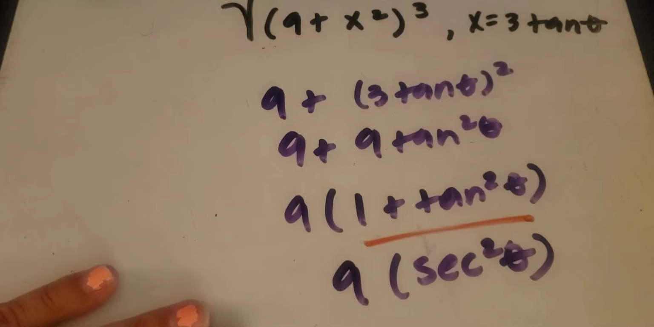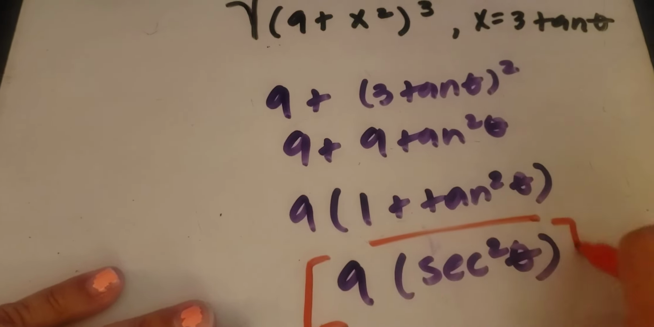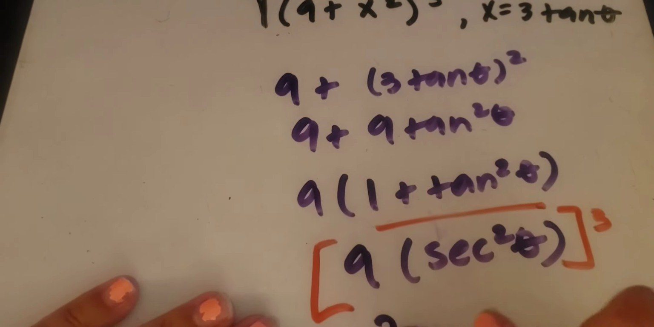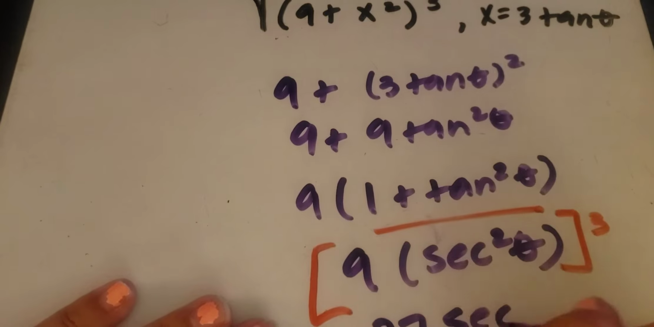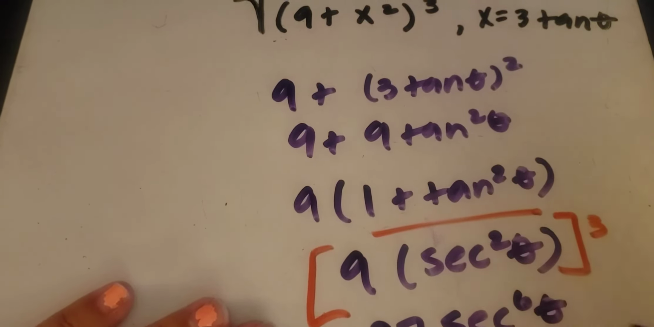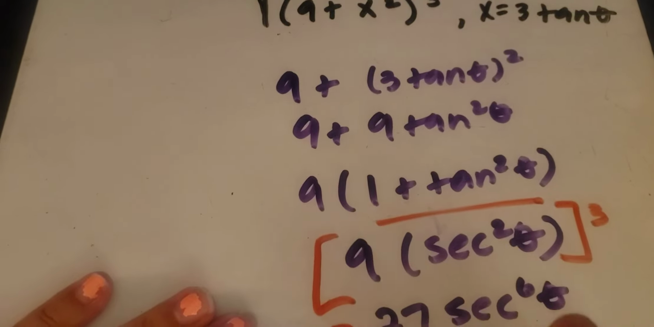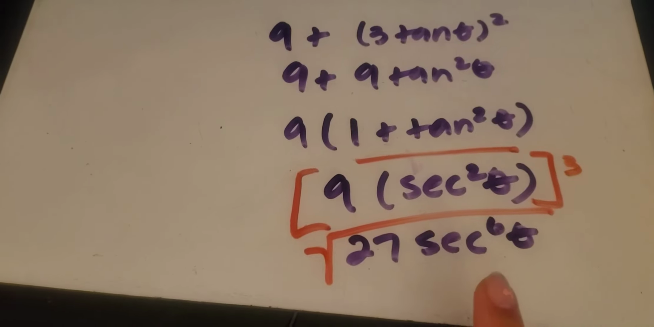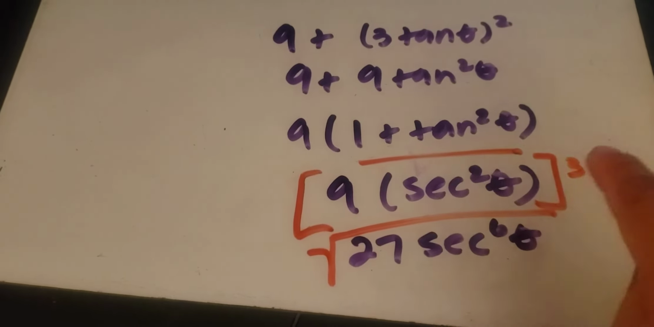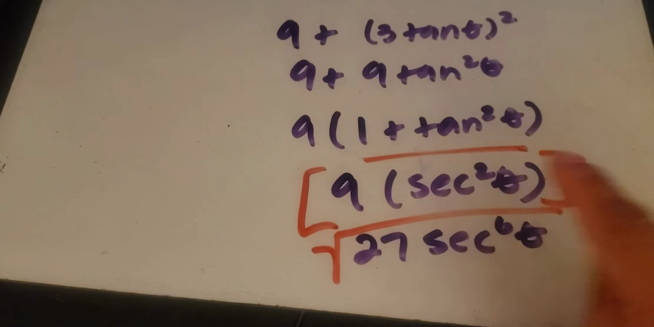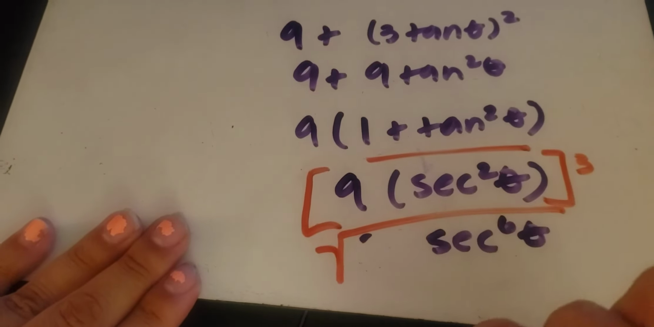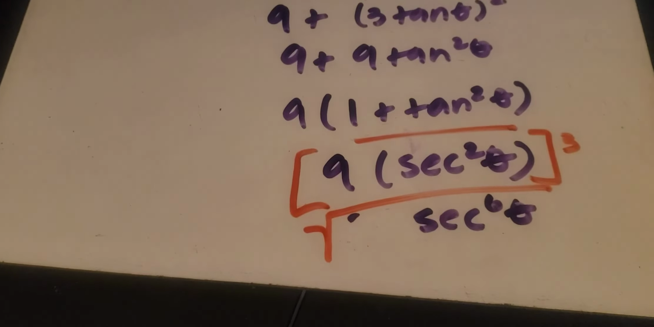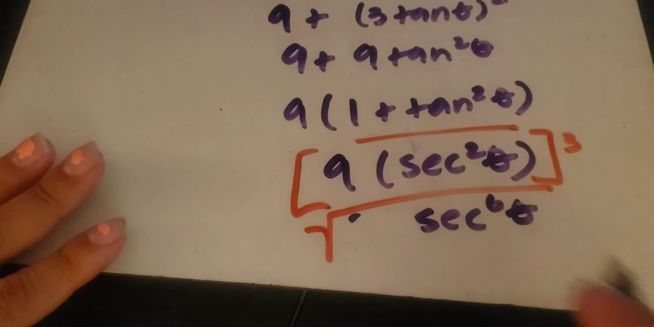Now that I have this, I'm going to go ahead and apply the cube. If I cube it, this would be 27, and then secant to the 6th power theta. And now I'm going to square root it. I'm sorry, I did 9 times 3 instead of 9 times 9 times 9. Sorry, 9 times 9 is 81, 81 times 9. Luckily I caught myself.